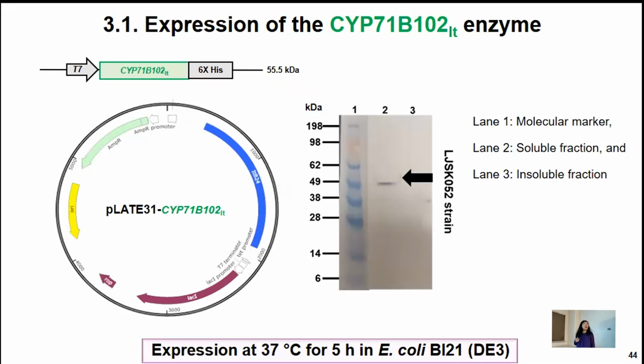So for the plant P450 gene, we expressed it at 37 degrees Celsius for 5 hours, and then we harvested the total protein and ran the gel and the Western. The expected band size is 55.5 kilodalton. So this band over here is from the expression of the P450. Then we tried to purify the protein. Even though we tried other different conditions, we were not able to purify it.